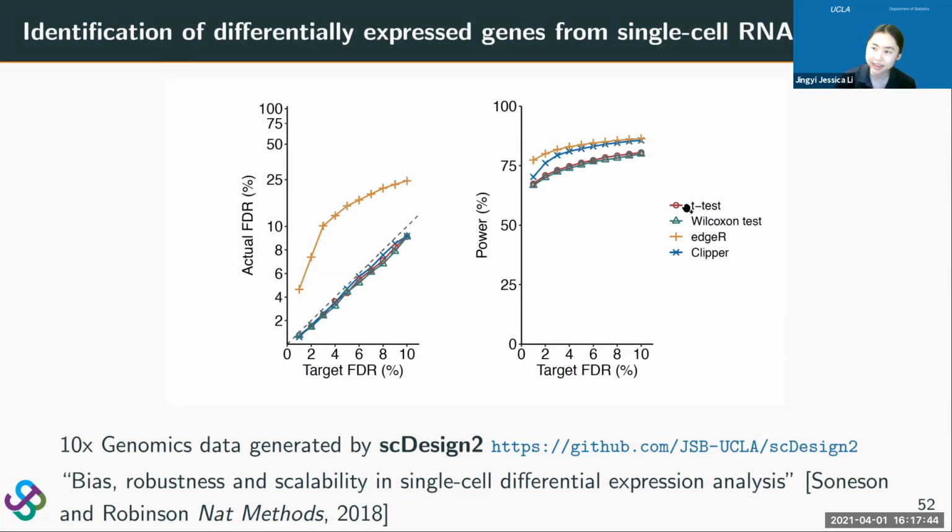So surprisingly, HR here cannot control the actual FDR. I think it's likely due to the model assumption, the parametric model assumption that doesn't hold so well for single cell data. So that's why its power, although being the best, given its FDR, is not really desirable. But among the methods that can control the FDR, including Wilcoxon and t-test, we are most powerful.